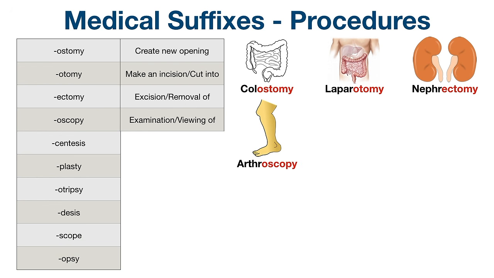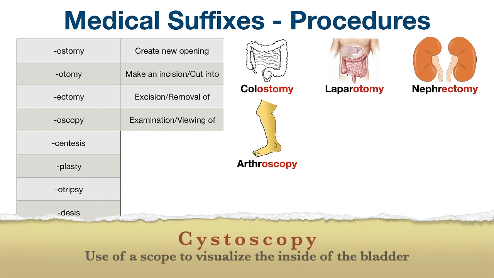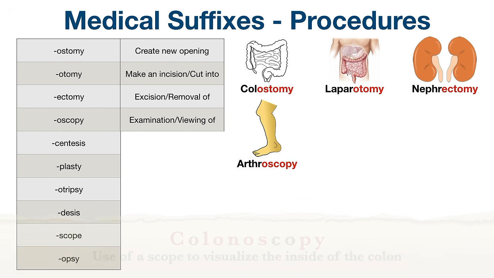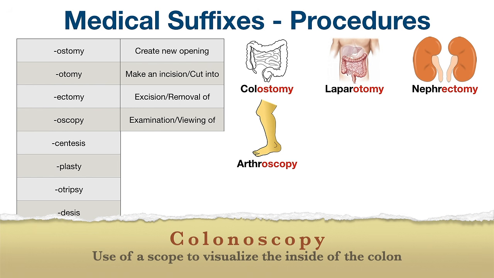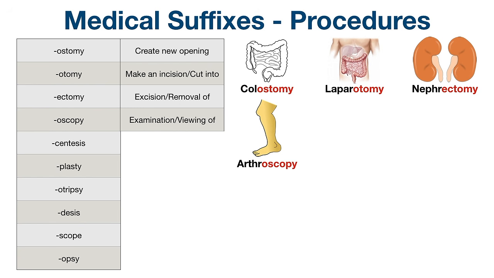Next is oscopy, which relates to the examination or viewing of, especially with the scope, which is an instrument used for viewing or observing. Examples include cystoscopy, colonoscopy, or arthroscopy. You can figure out the body part being viewed by breaking down the root word, most of which we learned in the previous videos. Cysto refers to the bladder, so cystoscopy is the use of a scope to visualize the inside of the bladder. Colo refers to the colon, so colonoscopy is the use of a scope to visualize the inside of the colon. And arthro refers to joint, so arthroscopy is the use of a scope to visualize the inside of a joint.